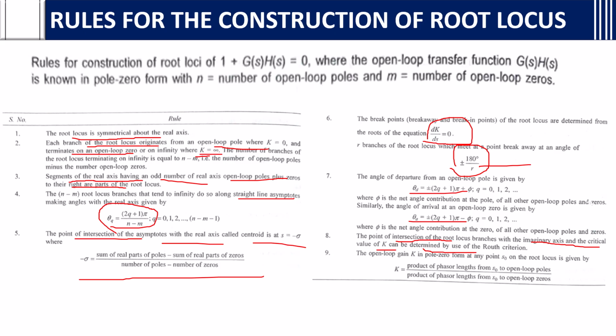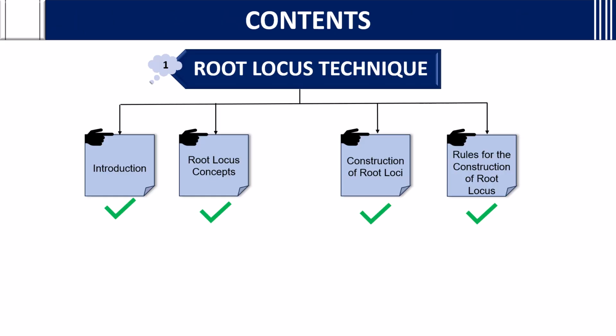of 1 plus g of s into h of s equals to 0, where the open loop transfer function g of s into h of s is known in pole zero form. N is the number of open loop poles and m is the number of open loop zeros. So these rules are all important. There are chances that they may ask you to write all the 9 rules, explain all 9 rules in the exam. So please study well. And now the root locus technique is done.